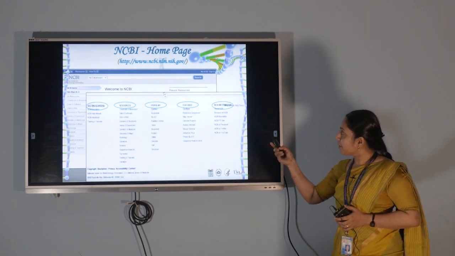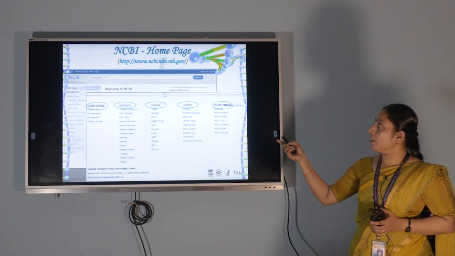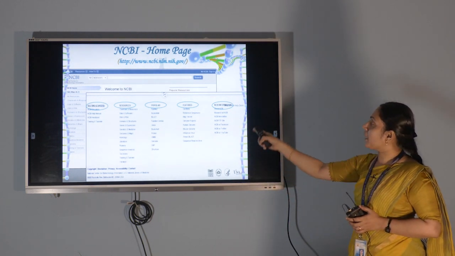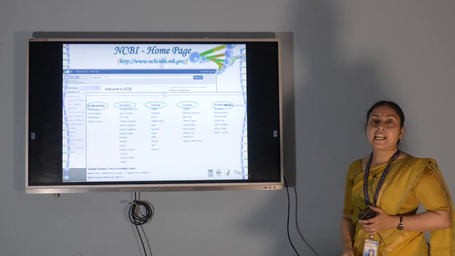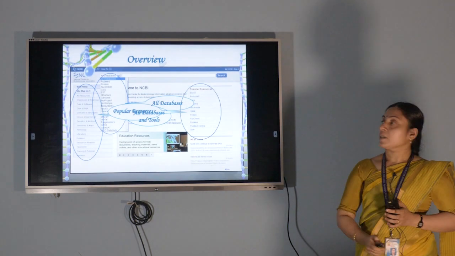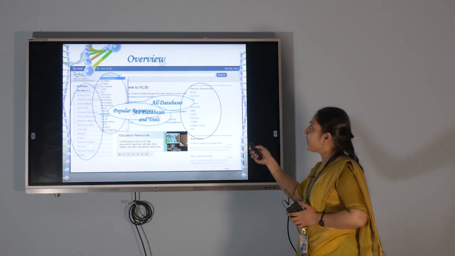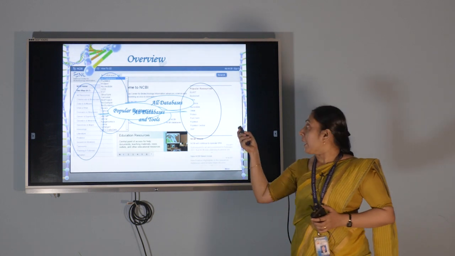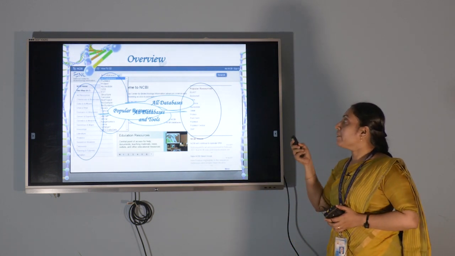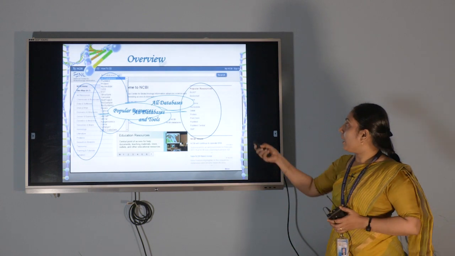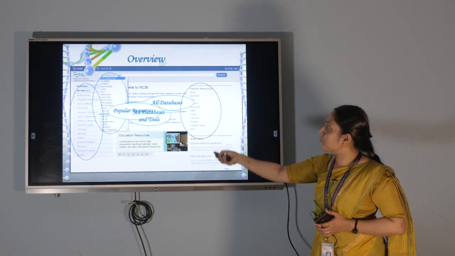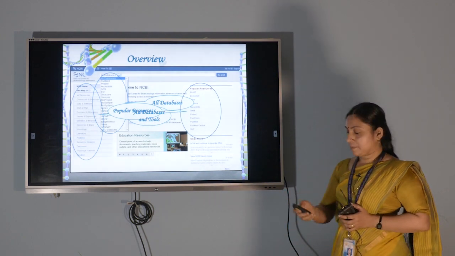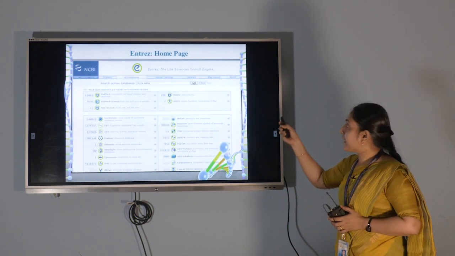This is the main homepage of NCBI. It has different searching options here. All databases and different resources, popular and featured, many types of information are available on this specific NCBI web page. This is the overview of NCBI. It has all databases and different types of information: PubMed, protein and nucleotide related information, GSS information, EST and BioProjects. Different types of information are available through the NCBI site.